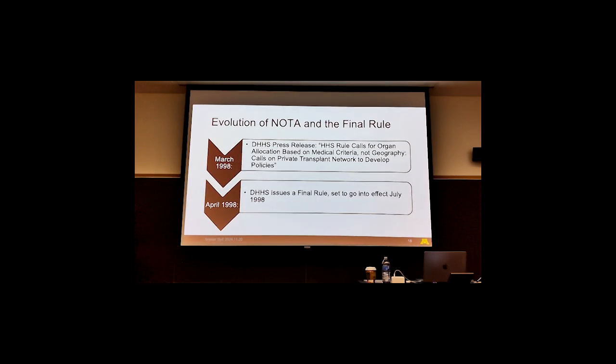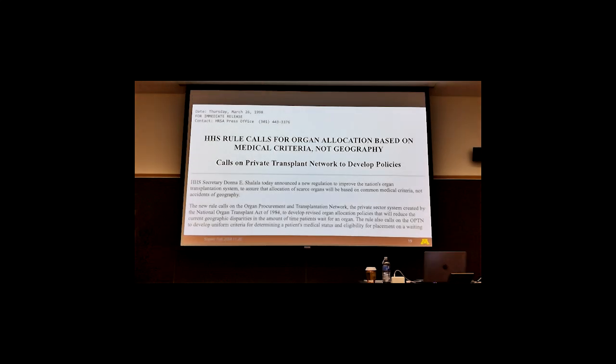So it wasn't until 8 years later, though, that they called for the creation of organ allocation policy based on medical criteria, not geography. So we need to figure out a way to get rid of the blue zones. Why it took 8 years, I'm not sure. But 8 years later, they issued what they called the final rule, which was supposed to go into effect in 1998. Okay, so you can see how new this field is, right? This is very new thinking. And I'm just going to show you a few things of what that said.